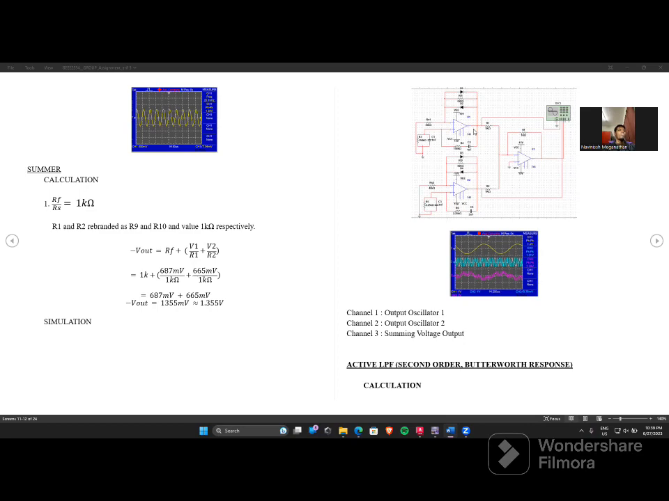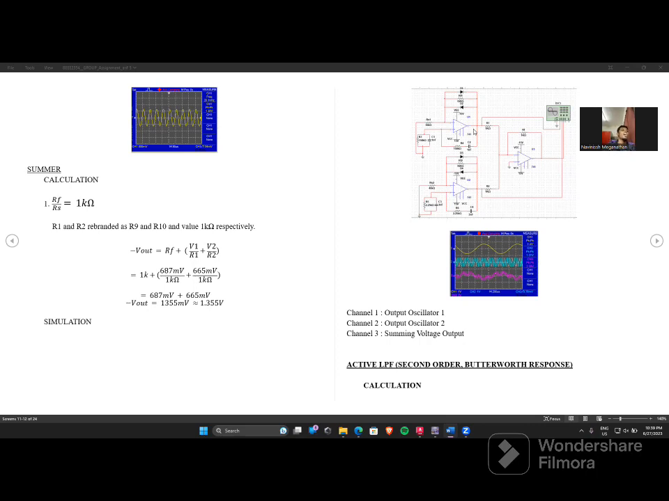Today I'm going to talk about the summer rectifier circuit. The purpose of this circuit is basically to combine the voltage of many inputs into one output voltage. In this case, it is two inputs from the output of the Wien bridge oscillator. Now we are going to move to the calculation.